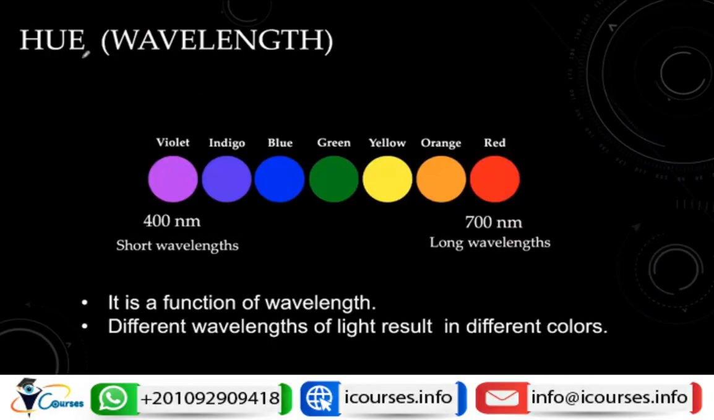The hue is basically the degree of the color, which is a function of the wavelength. So this color is called green, and its hue is also called green. This color is called red, and its hue is also called red. So the hue is just a synonym for the wavelength. Different wavelengths of light will result in different colors, as we know. Short wavelengths give the bluish colors, while longer wavelengths give more toward the red colors. So this is the hue.